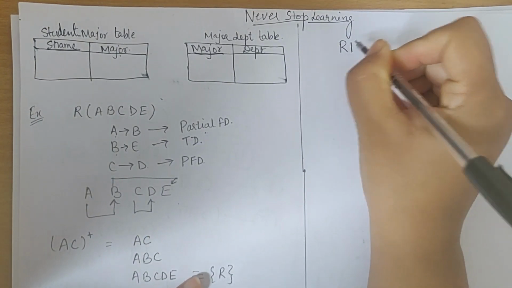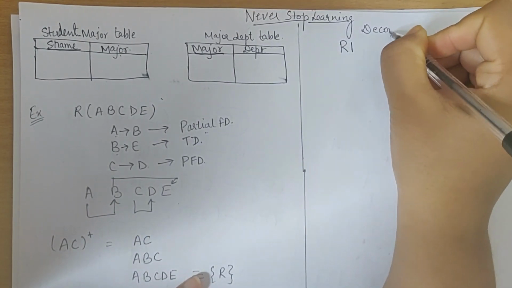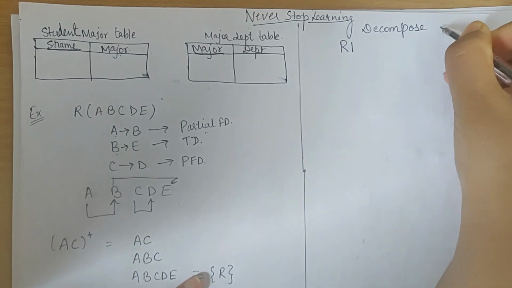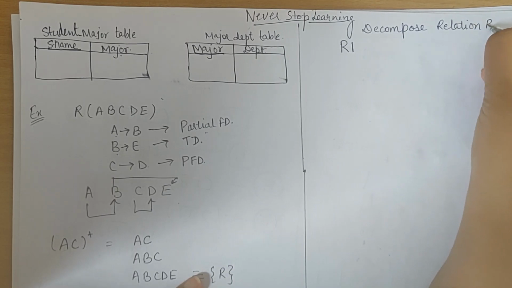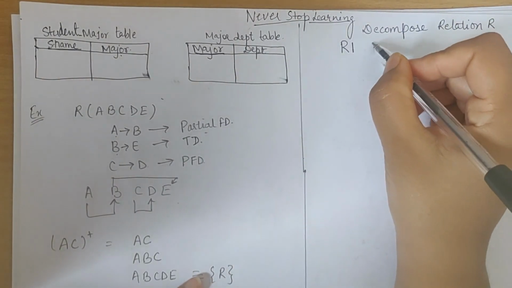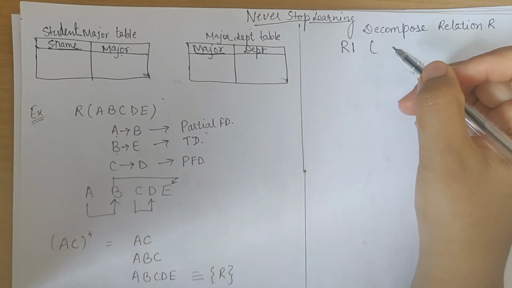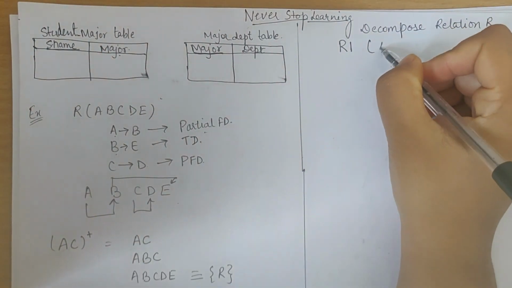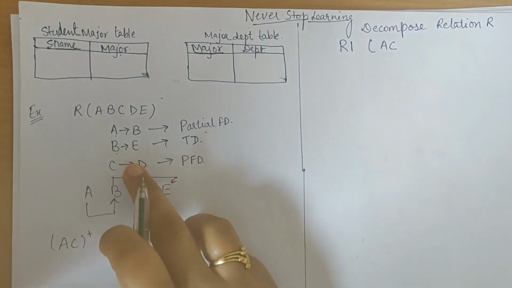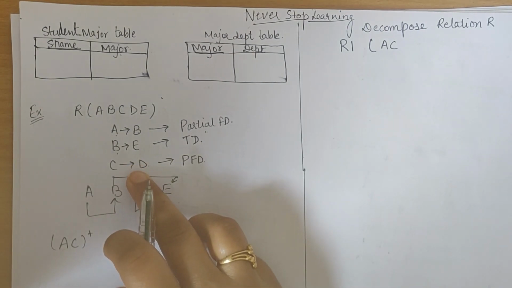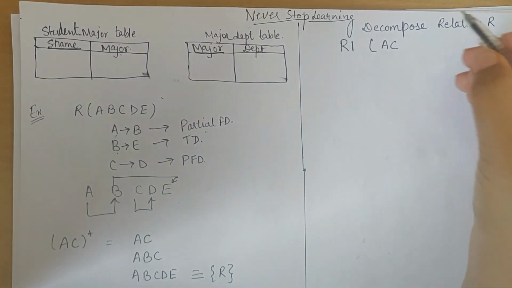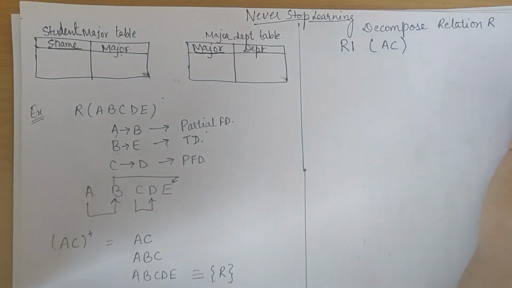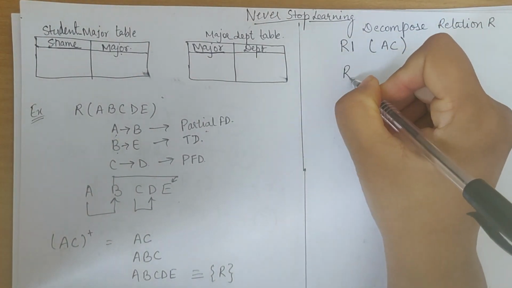So as I told you, for decomposing relation R, for the first table, we keep the candidate key. What is the candidate key? AC is the candidate key. And is there any attribute which is fully dependent on AC? AC determines anything? No. So here what will happen? AC is the key. Okay, and this table is only for AC.